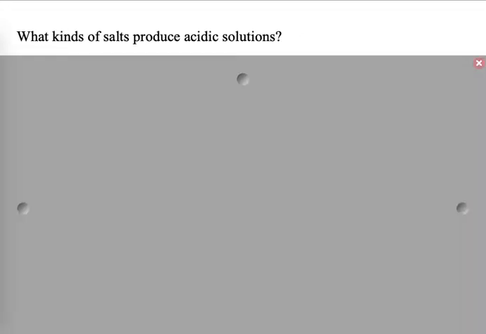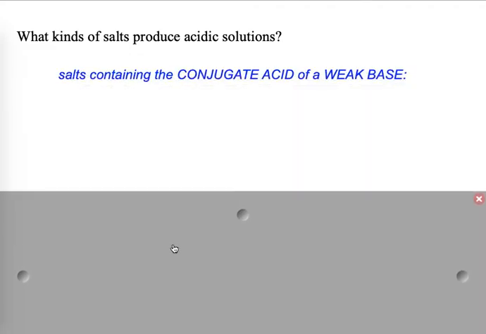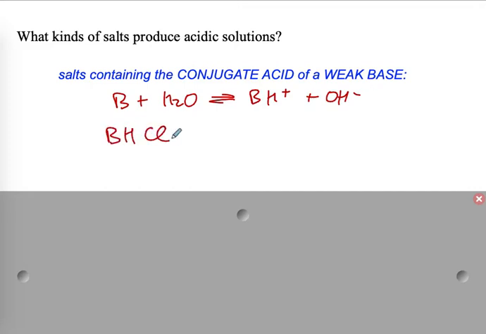Likewise, we can ask the question, what kinds of salts produce acidic solutions? Well, as we saw, salts containing the conjugate acid of a weak base. Here's an equation representing the ionization of a weak base, which I'll show as B, forming BH plus and OH minus. If I take a salt containing the conjugate acid of the weak base, BH plus, let's say, for example, the chloride salt, it will dissolve and completely dissociate, since chloride salts are soluble, to form a solution of BH plus and Cl minus.